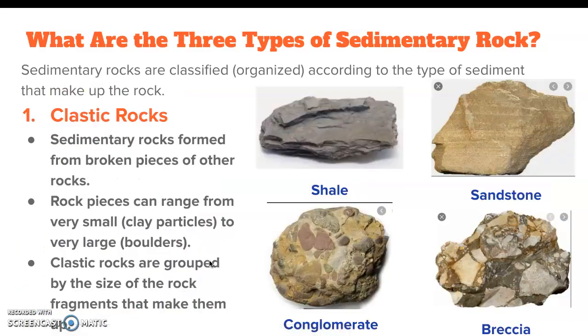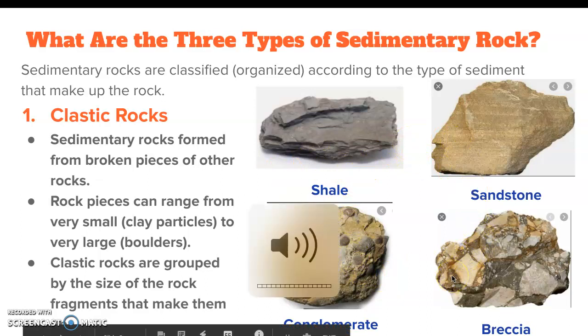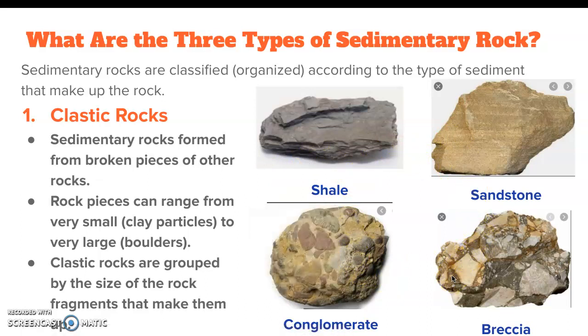Okay, hold on. There we go. Clastic rocks are grouped by the size of the rock fragments that make them up. So I gave you over here 4 examples of common clastic rocks that you might see. Shale is the first one, and as you can see, this layering, right? Shale is a type of rock that forms from very small clay particles. Obviously, you see there's no visible grains, but you can see the layering of these particles, and oftentimes if you come across shale, it almost flakes off in the layers.